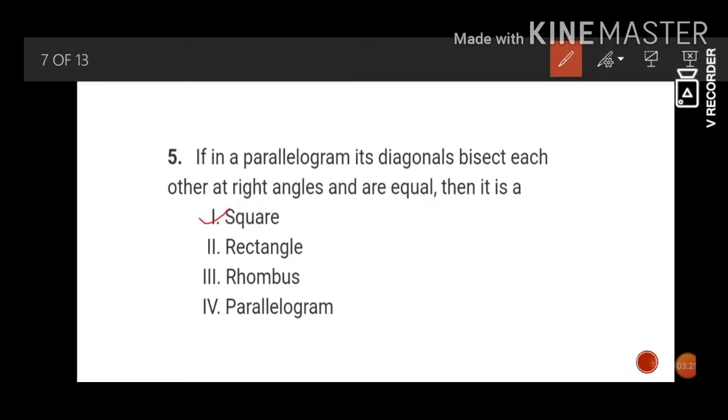Then question number 5, it is asked: if in a parallelogram its diagonals bisect each other at 90 degrees, the right angle, and are equal. So it will follow point number 7 of the summary of the NCERT book chapter Quadrilateral, that is on page number 151. There we can see that in a square the diagonals bisect each other at right angle and they are equal. So our correct option will be square.